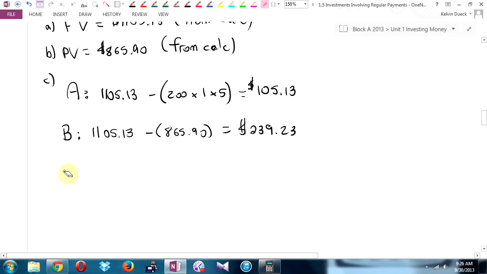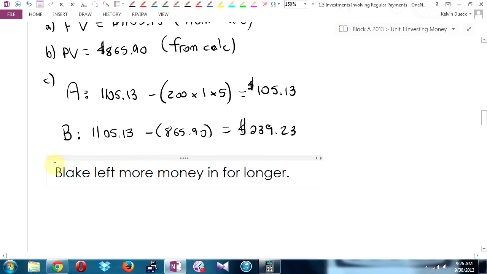Is that okay, Connor? Yep. Why'd Blake earn more? What's the financial rule of thumb here? Why did Blake earn more interest? Very simple rule of thumb. Blake left more money in for longer. Because he left that $865 in from day one, he left more of it in for a longer period of time than just dumping in 200 every so.